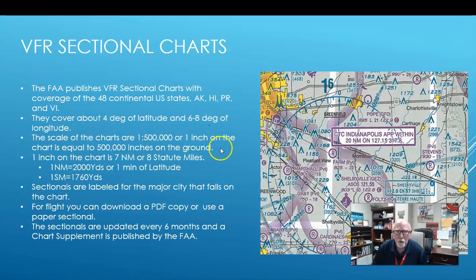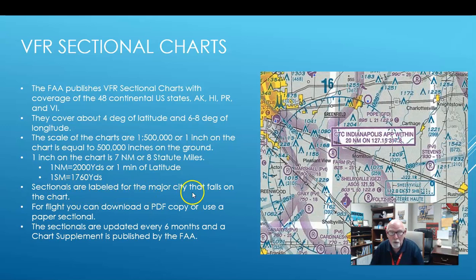The scale of the charts is 1 to 500,000, or 1 inch on the chart is equal to 500,000 inches on the ground. And so 1 inch on the chart is about 7 nautical miles or 8 statute miles, where 1 nautical mile is 2,000 yards or 1 minute of latitude. There you go, 2,000 yards. And 1 statute mile is about 5,280 feet or 1,760 yards.